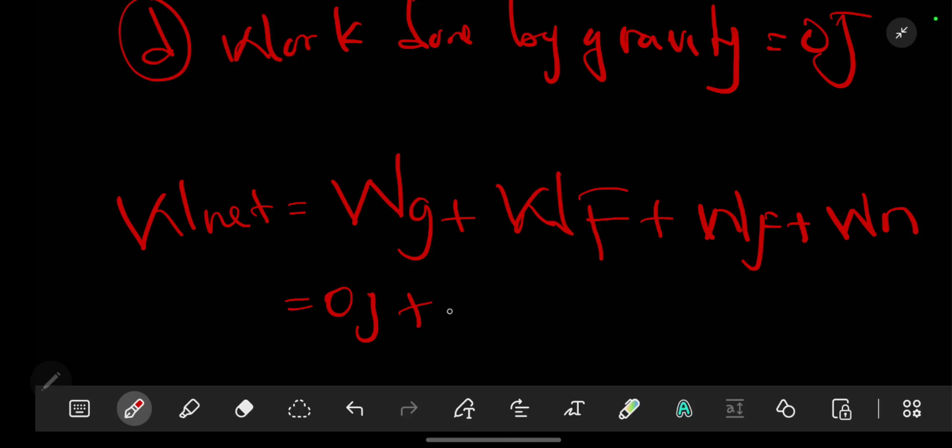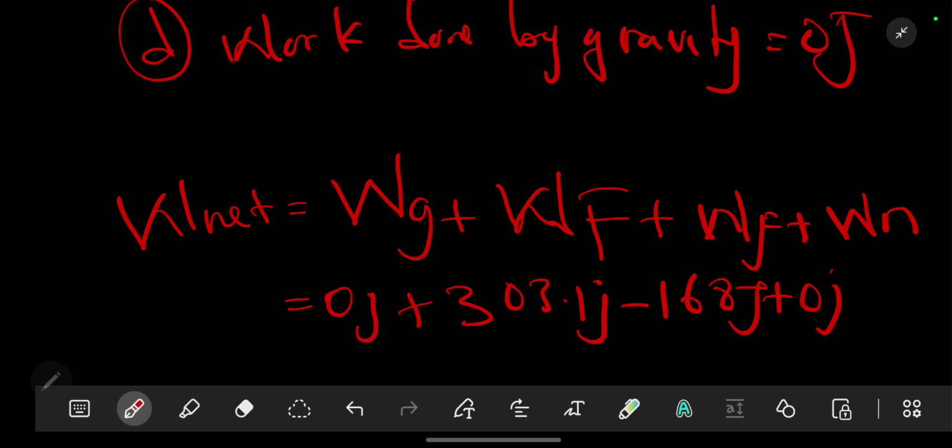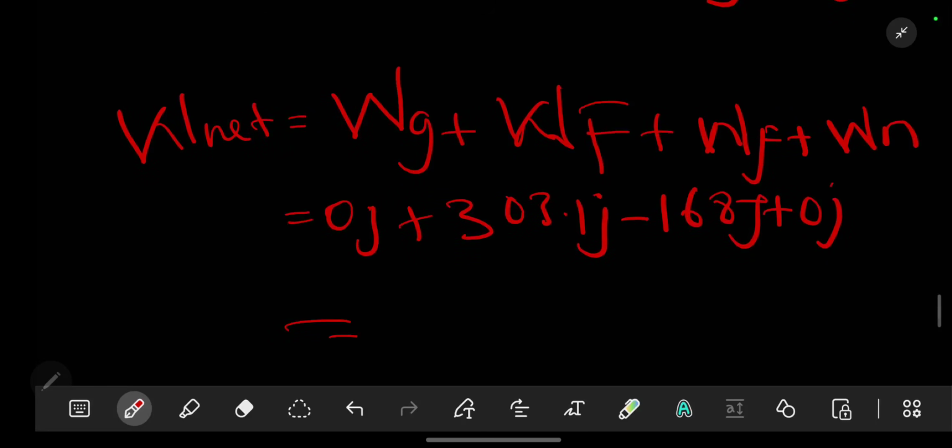The work done by the force was 303.1 joules. Then the work done by the friction was negative 168 joules. Then we have plus the work done by the normal force, which is 0 joules. This gives us a value equivalent to 303.1 minus 168, which is 135.1 joules. So this is the net work done. Let's look at another similar question.